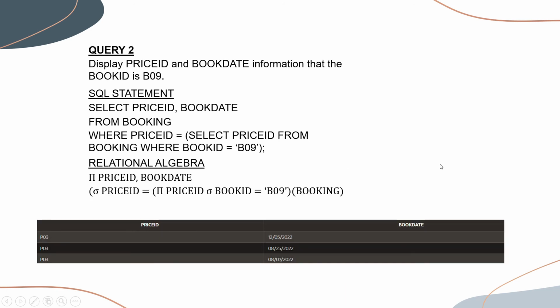For query number 2, we will display price ID and book date information where the book ID is B09. The SQL statement will be select price ID, book ID from booking where price ID equals select price ID from booking where book ID is B09. Also, the RA and the output for query number 2.